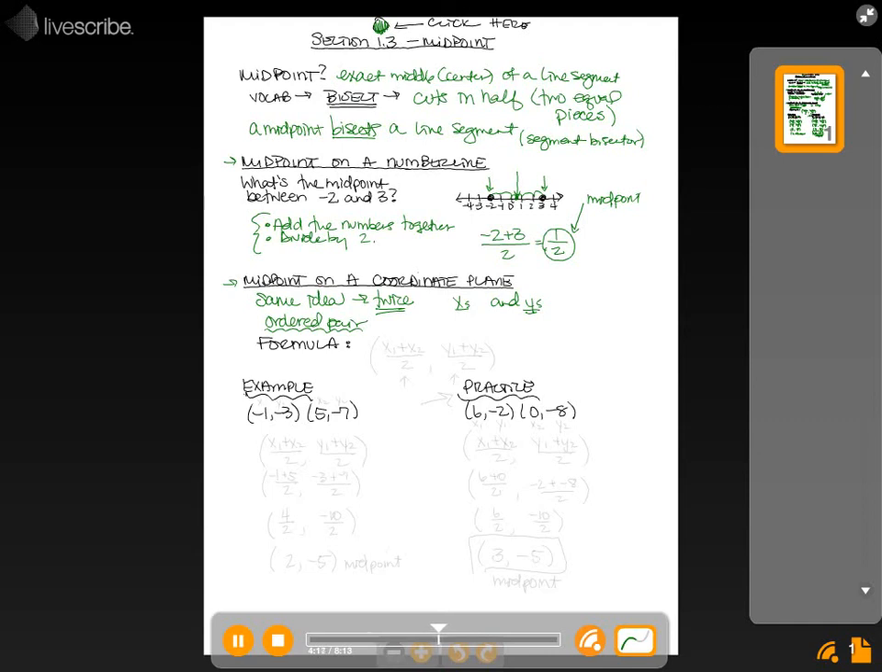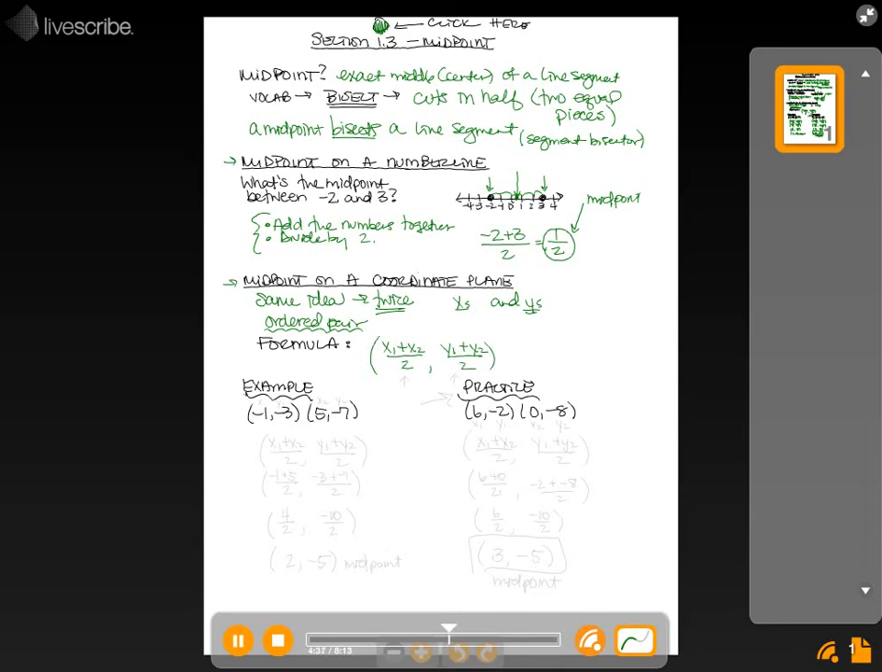You would add your x's together, divide by 2, add your y's together, divide by 2. You can think of it that way. I'm going to give you a formula, and your formula is basically that. It's in an ordered pair. We have x1 plus x2 divided by 2, y1 plus y2 divided by 2.